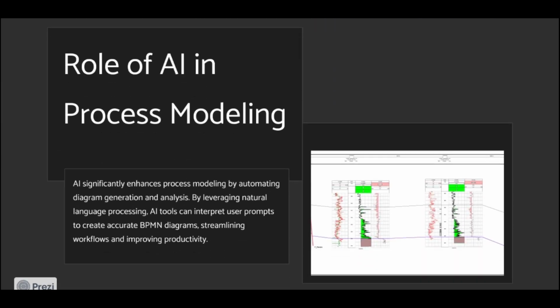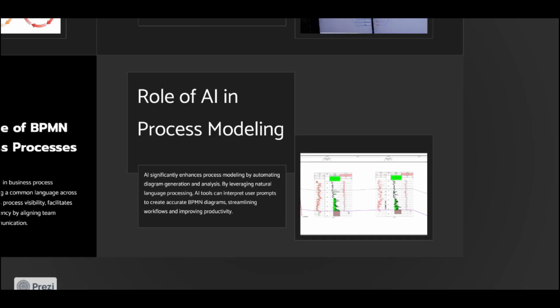So, in here, this actually has the role of process modeling. Like AI significantly enhances process modeling by automating diagram generation and analysis. However, AI tools can still interpret BPMN diagrams with hallucination, so it still needs human intervention.